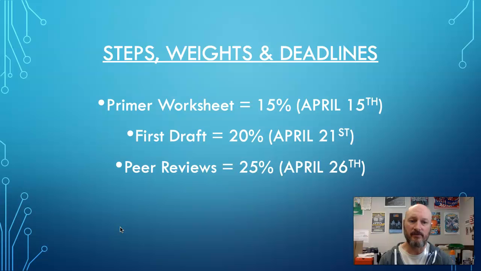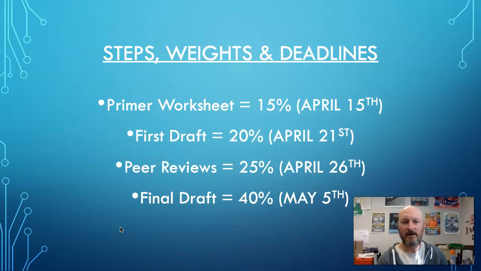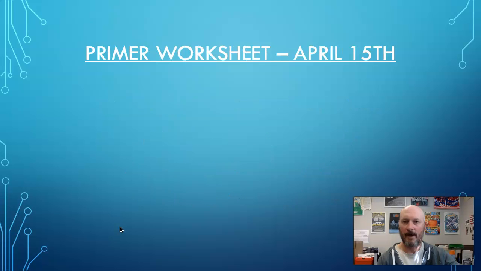Peer reviews are going to be due 5 days later. Those are going to be worth 25% of the project score, or 2.5 points. And then our final draft is going to be worth 40% of your final score. It'll be due on May 5th. That'll be sort of a 4-point project. I'll put together some scenarios at the end of this talk so you can see what I mean by 10 points, 1 point, all that.